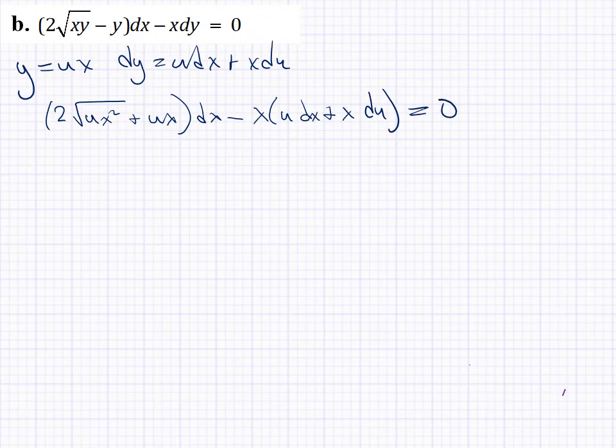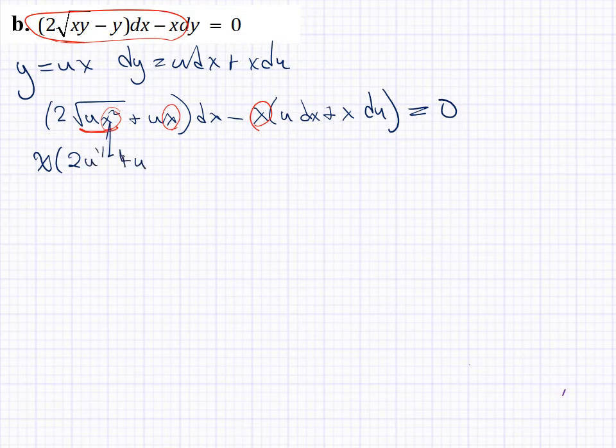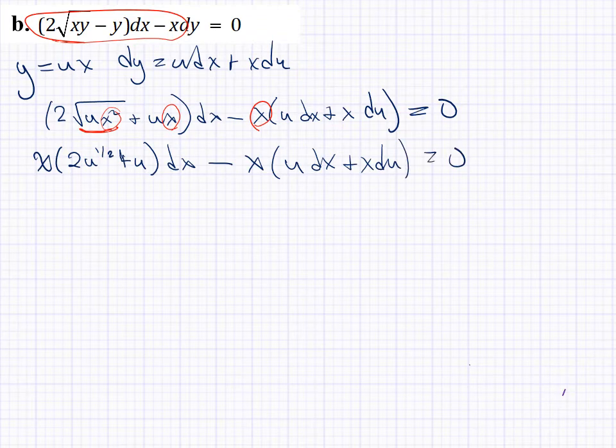So we're going to be able to pull out an x to the first, because remember this was degree 1 homogeneous, so we're going to pull out an x to the first. We already have it here. Here's an x to the first, and when I split this up, I'm going to have a square root of x squared, which will be an x to the first as well. So if I pull an x to the first out of that, I'm left with 2 times the square root of u, so u to the 1/2, plus u, dx minus x times (u dx plus x du) equals 0.